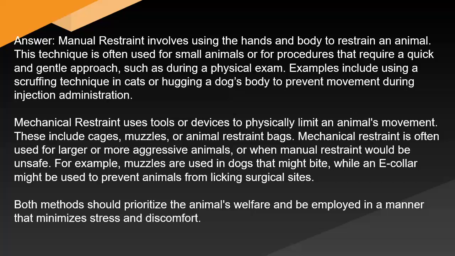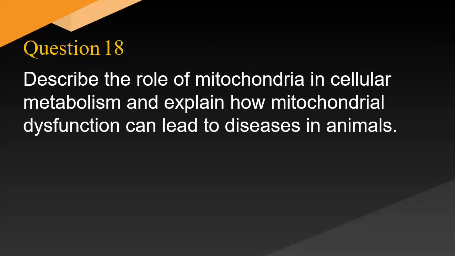These include cages, muzzles, or animal restraint bags. Mechanical restraint is often used for larger or more aggressive animals, or when manual restraint would be unsafe. For example, muzzles are used in dogs that might bite, while a collar might be used to prevent animals from licking surgical sites. Both methods should prioritize the animal's welfare and be employed in a manner that minimizes stress and discomfort. Describe the role of mitochondria in cellular metabolism and explain how mitochondrial dysfunction can lead to diseases in animals.